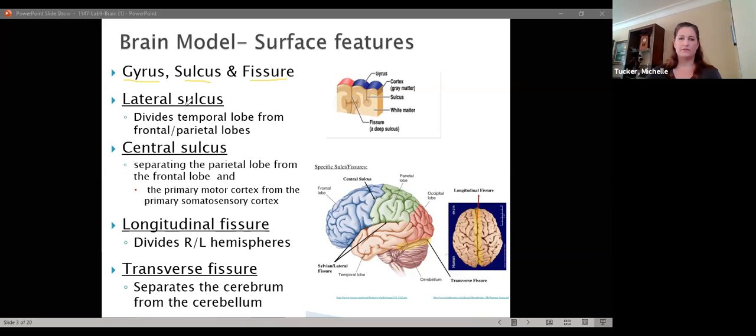We also have two sulcuses. We have the central sulcus. So the central sulcus is actually pretty easy to see in the sheep brain dissection, and so I'll point that out again. On the sheep brain, the longitudinal fissure kind of runs as the down bar of a T, and then the central sulcus will come out on the top of the T.